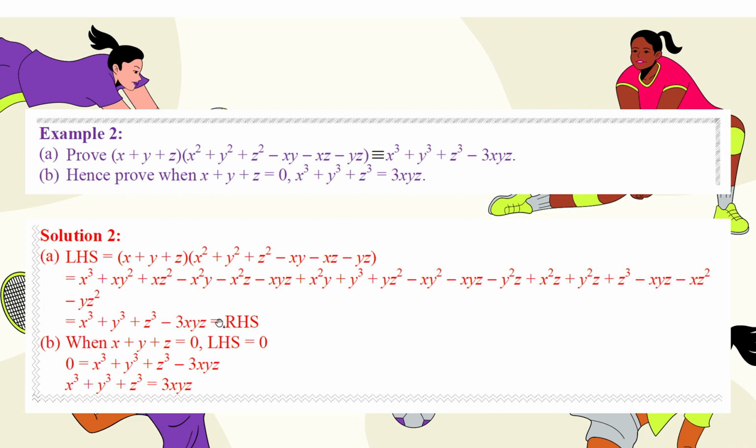Okay, and then it will be the right hand side, and then you prove it. You can check whether you expanded it correctly or not. Really, they can turn out to these 4 terms. And then when x plus y plus z equals 0, they said so. Then what happened to the left hand side, right hand side?